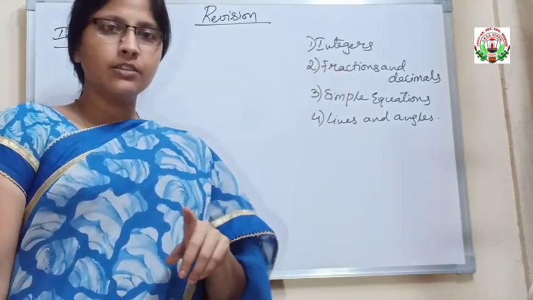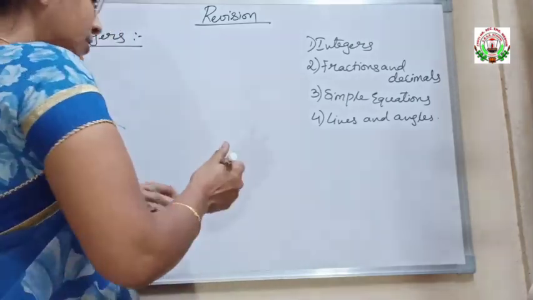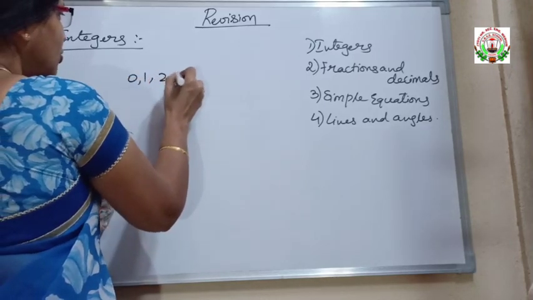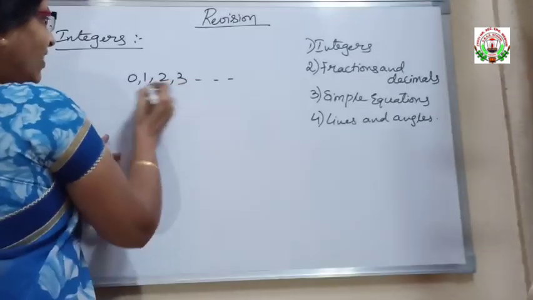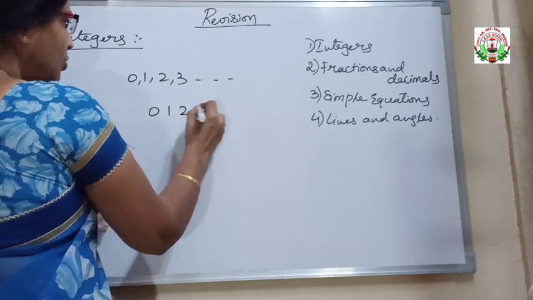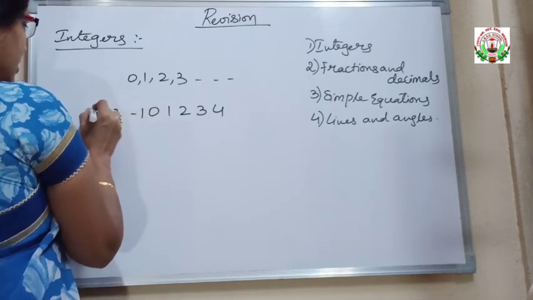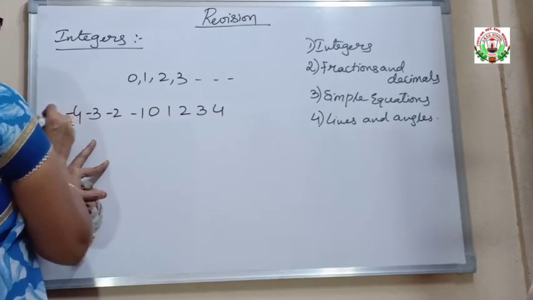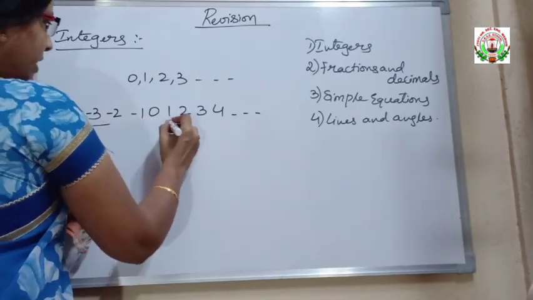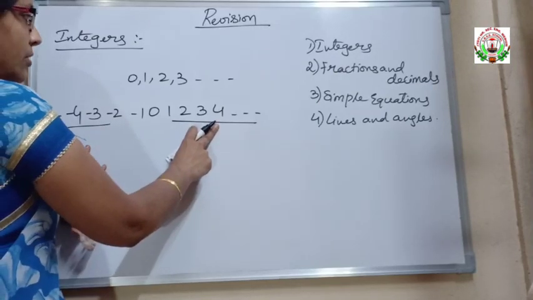We know that integers are whole numbers along with their negatives. Whole numbers start with 0, 1, 2, 3 and so on. These are whole numbers, and integers are 0, 1, 2, 3, 4. These are positive integers and these are negative integers, 3, 4 and so on here and so on here.